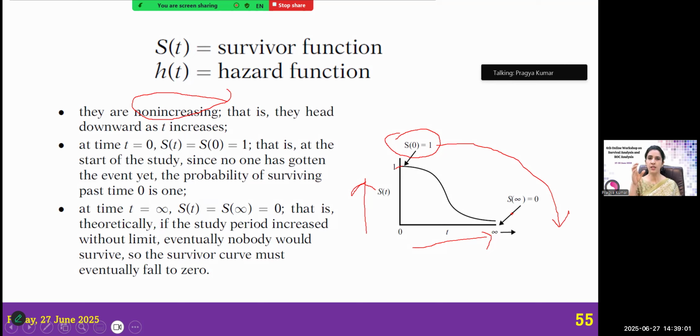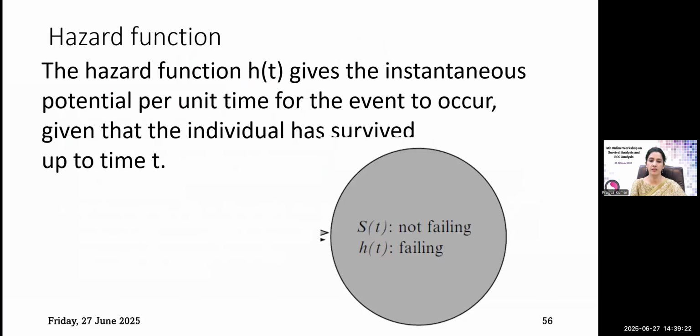So whenever you see a survival curve, it will always be non-increasing, meaning it goes down. As time passes, this survival function decreases, and at time infinity virtually everyone will come to 0. So that's the feature of a survival curve.